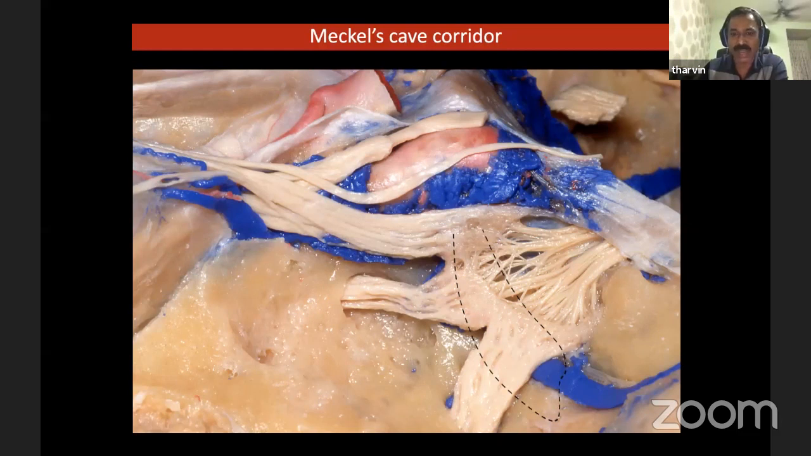So the idea why I wanted to show this is to show you how to identify the Meckel's cave. The best way to identify the Meckel's cave is to follow the V2 back to find where the V2 and the V3 meet. So this is the anatomy from the top.